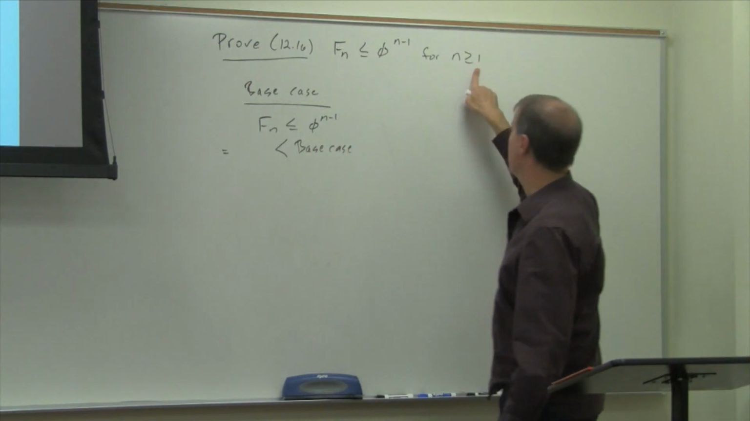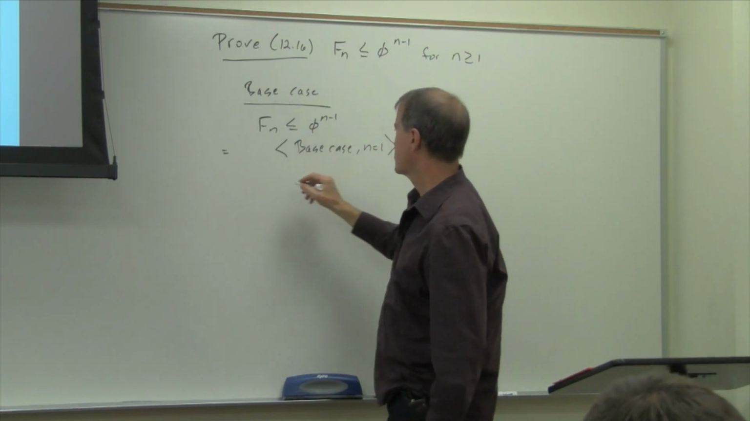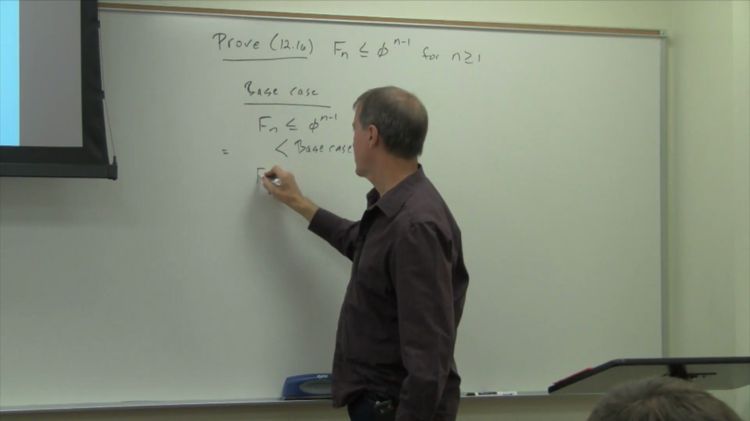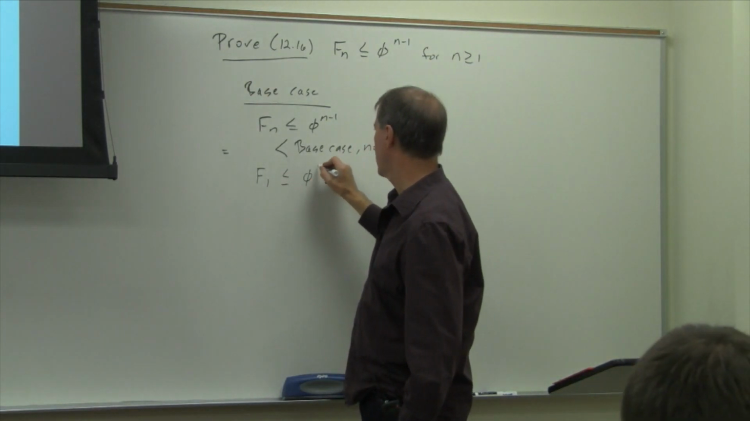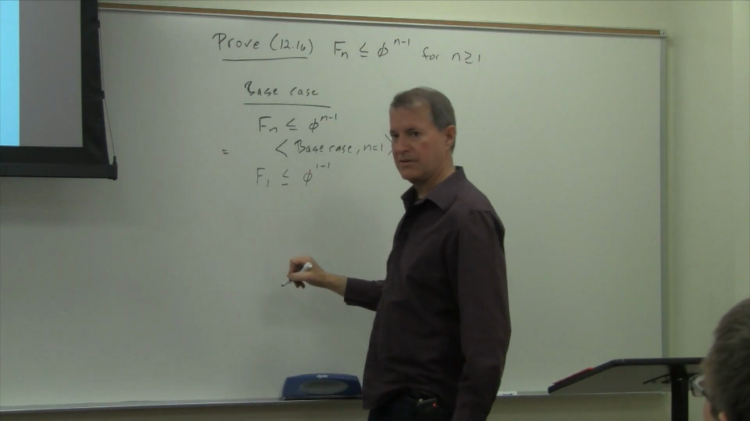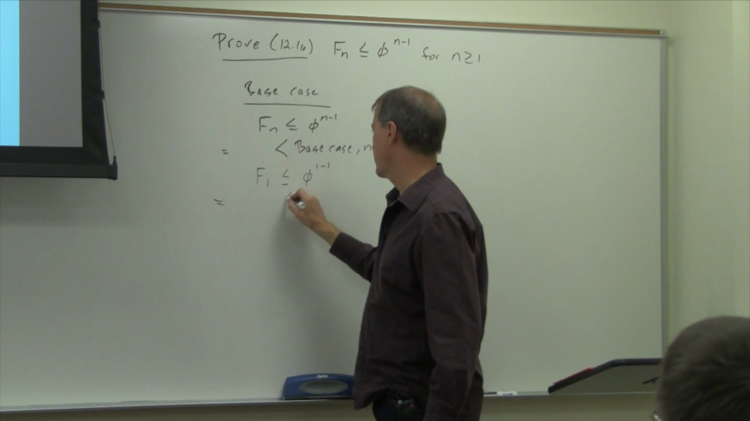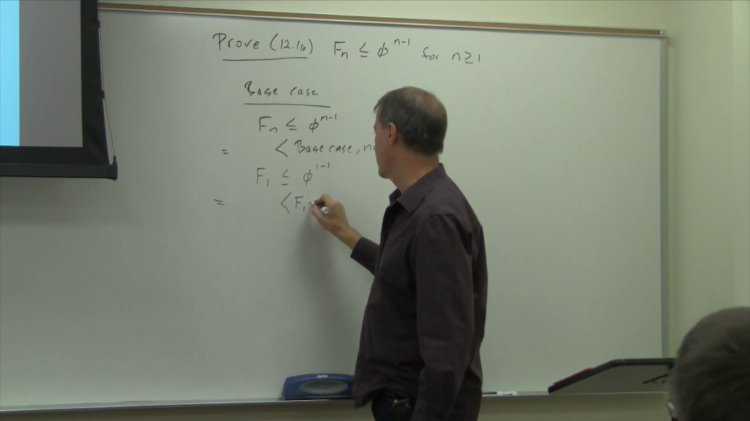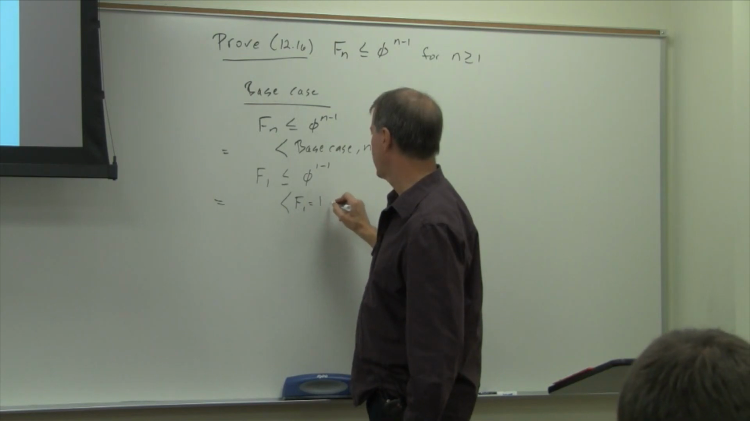And we know from here that n is 1. That's given. So what are we saying here? F sub 1 is less than or equal to phi to the 1 minus 1. Is everybody good? That's the 1. Okay, and we know this equals, by definition, that F sub 1 equals 1.